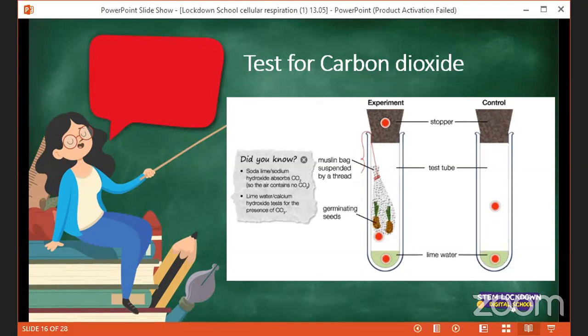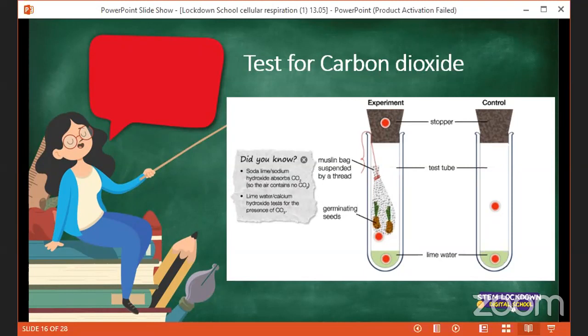So we would leave this experiment for a couple of days, 2 to 3 days, and then come and check the color of the lime water. So what we expect to see is that in the experiment test tube, the lime water should turn milky. And in the control test tube, this test tube here, the lime water should not change, and then we'd know that carbon dioxide was present in the experiment. Okay, so lime water changes color in the presence of carbon dioxide. It turns milky. So that is how we would prove that indeed cellular respiration releases carbon dioxide, because our lime water would have turned milky.